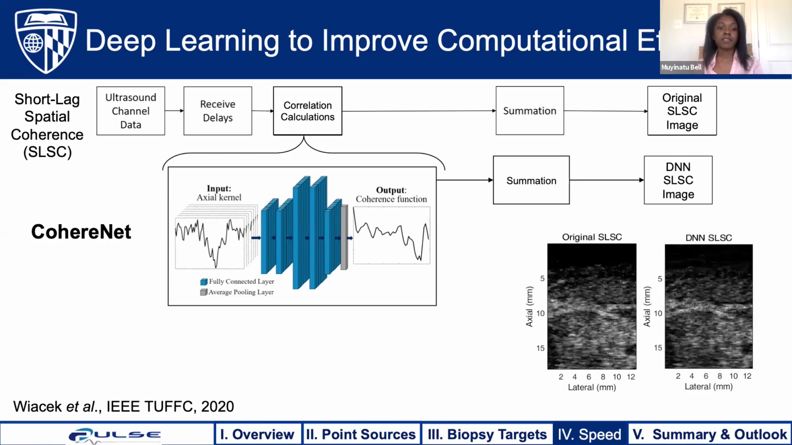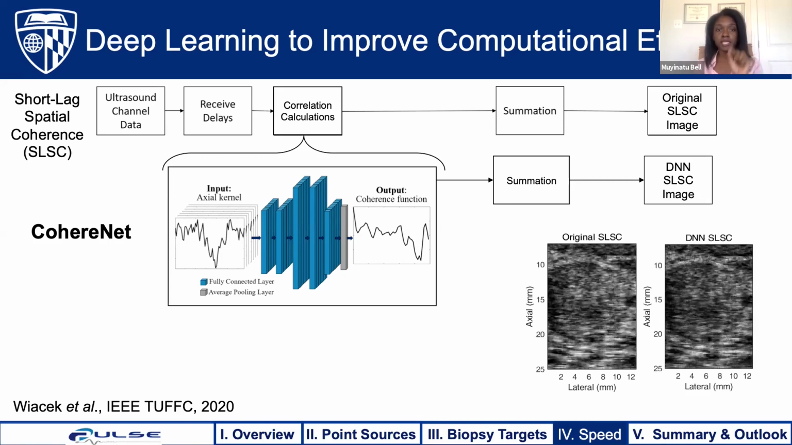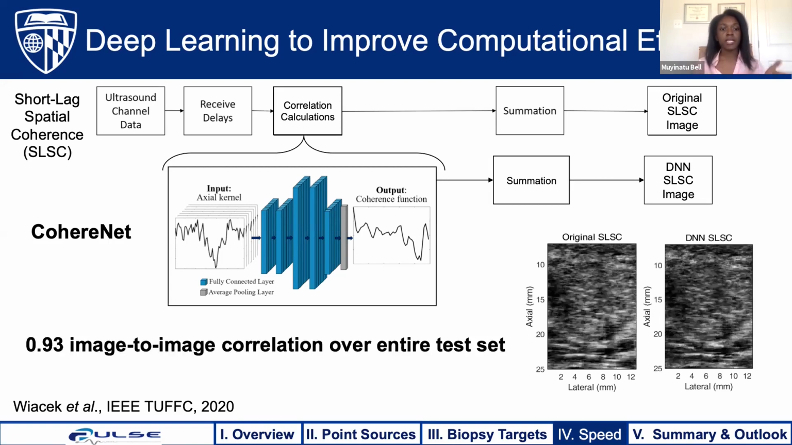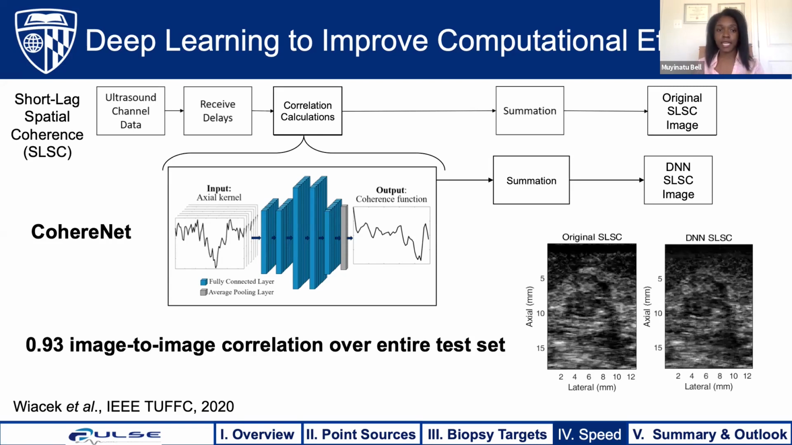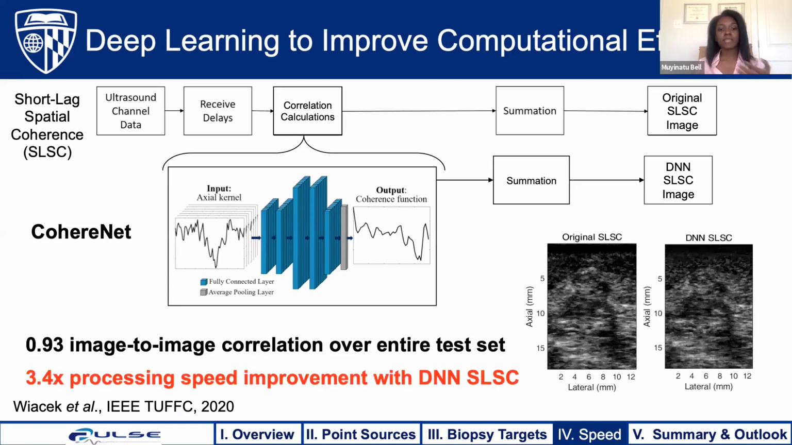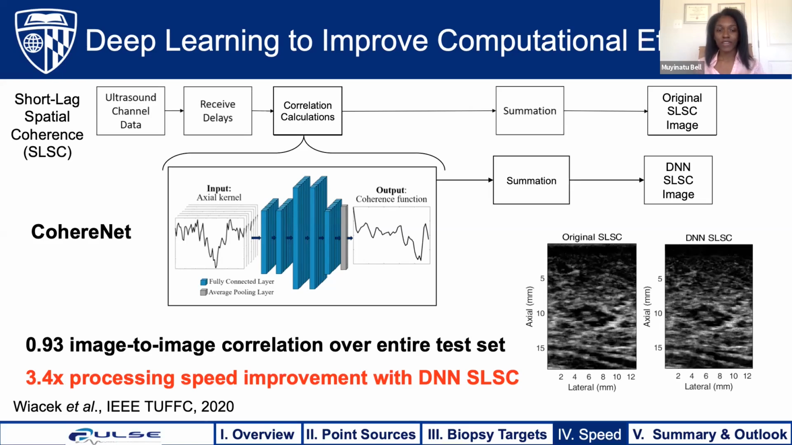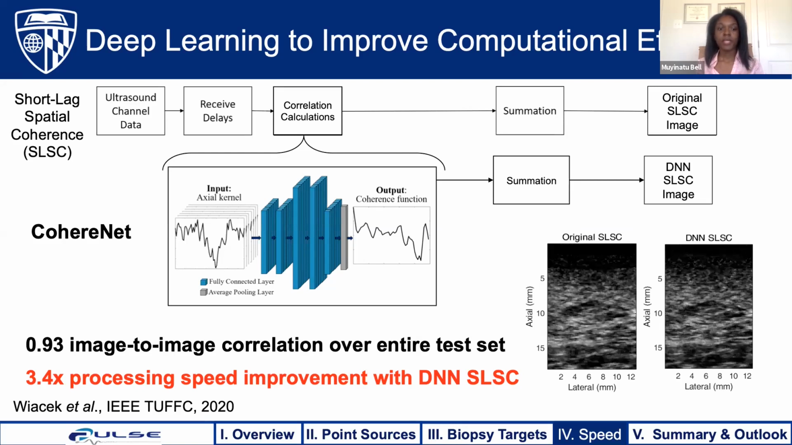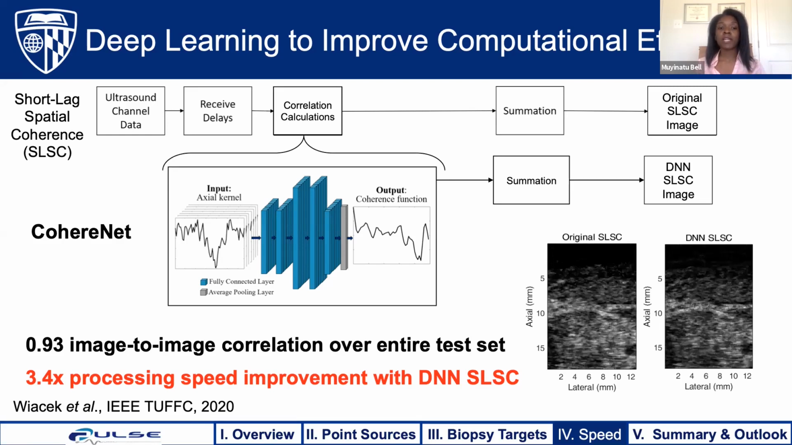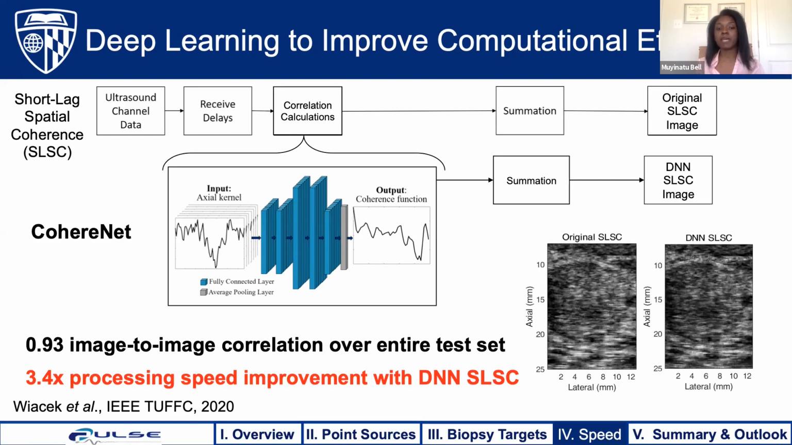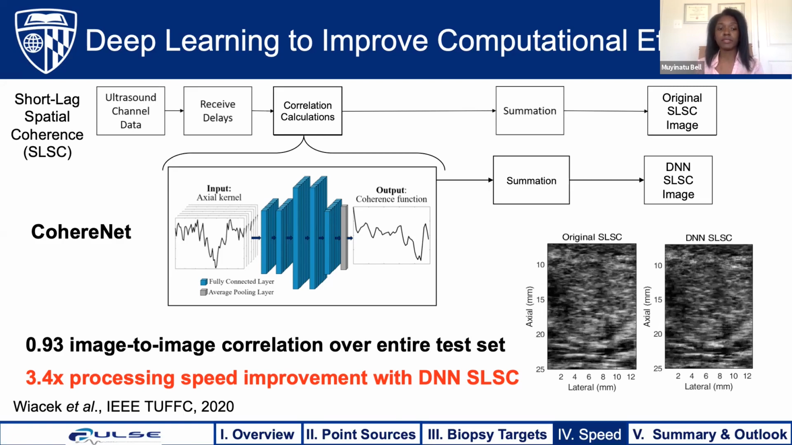And we see very good agreement between the original and the DNN SLSC approach. The mean image to image correlation is 0.93 for all of these breast mass test cases. The network also achieves our ultimate goal of processing images at a faster speed, in particular 3.4 times faster than the original algorithm that contains many coherence calculations. Notably, the DNN approach also has greater fidelity to the original algorithm when compared to shortcuts that can be taken to implement this algorithm on a GPU.